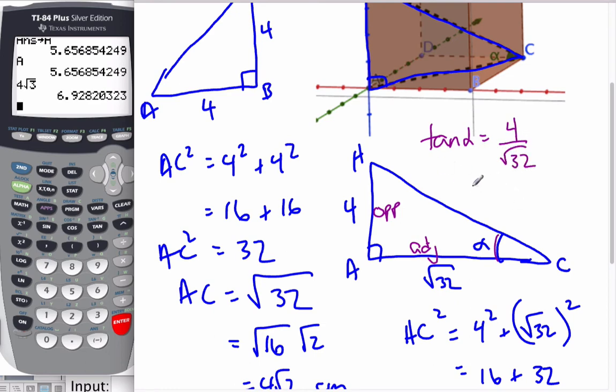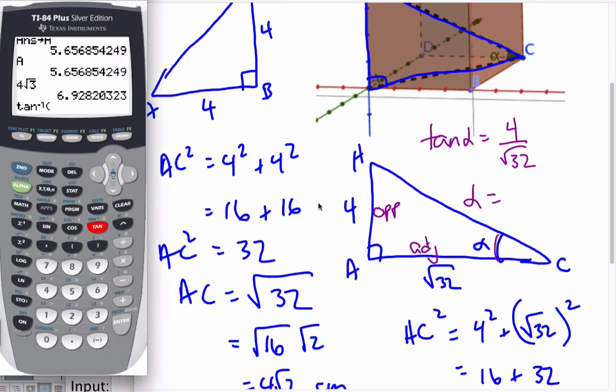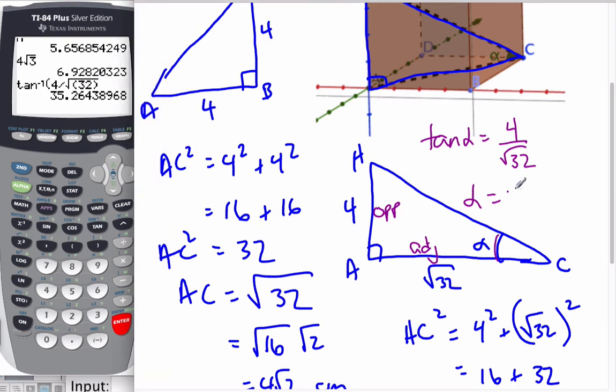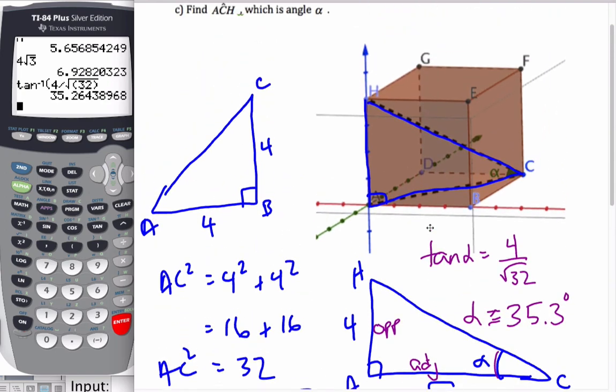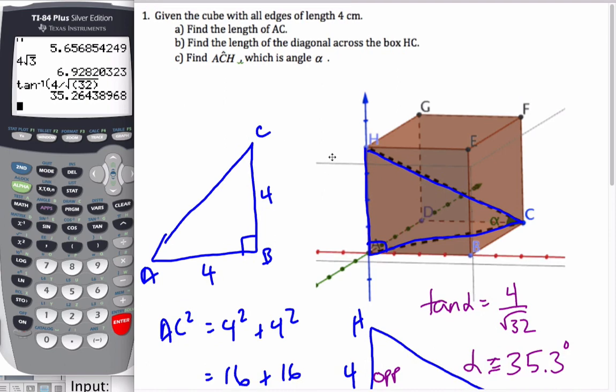And so if I want to find alpha, I go to my calculator and I go second tangent, because this will find me the angle, and it'll be 4 divided by the square root of 32. And enter, and my angle is approximately 35.3 degrees. And so in this particular 3D problem, we have to visualize the right triangles that are in the box, and then use Pythagorean theorem and trigonometry to find what's missing.